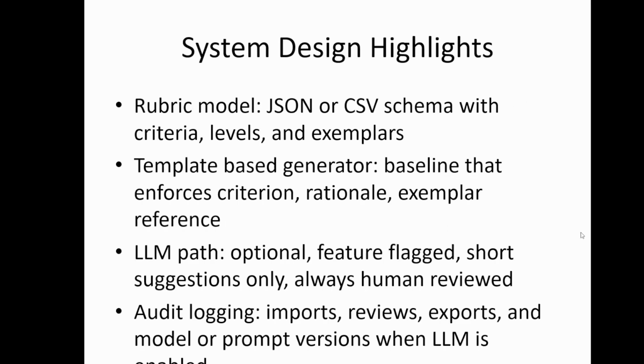Under the hood, the tool uses a structured rubric model in JSON or CSV with criteria, performance levels, and exemplar text. The baseline feedback generator is template-based, not LLM-based. For each target criterion, it produces feedback that is always tied to a specific criterion. It includes a rationale explaining why the feedback is being given and includes an exemplar reference when it's appropriate. Those fields are required before export, which supports explainability.